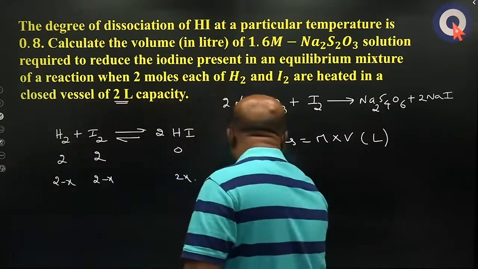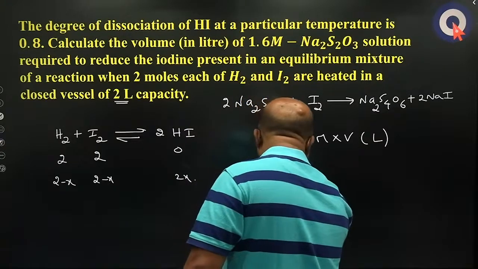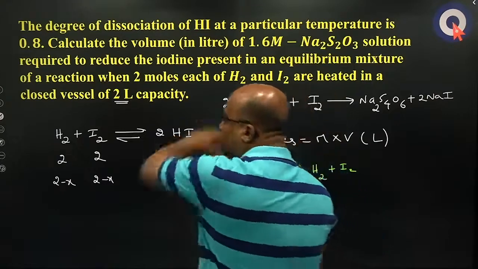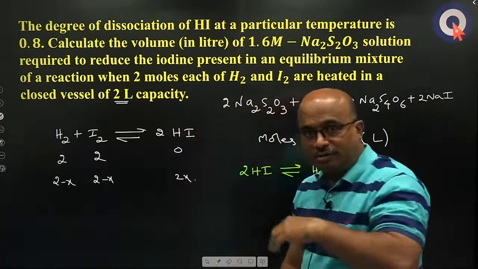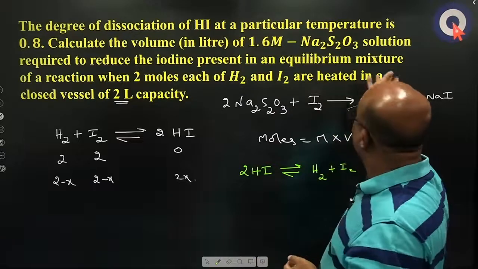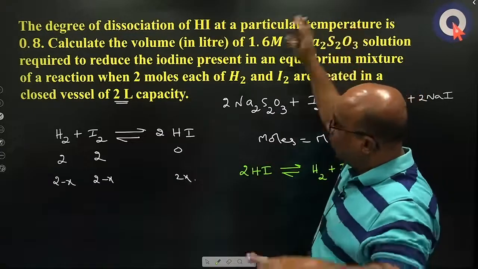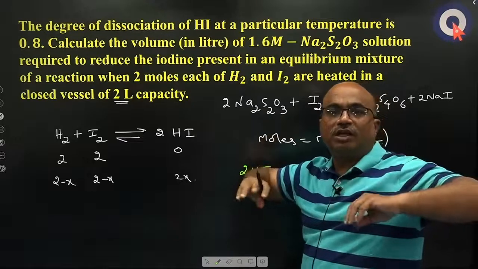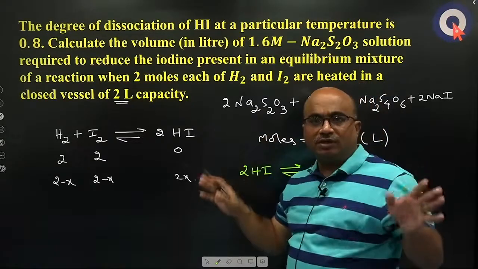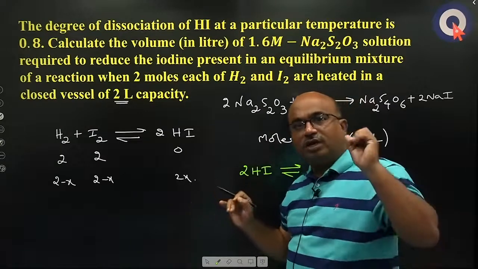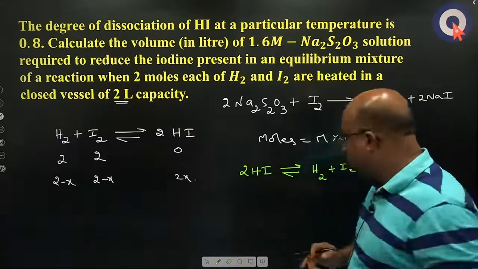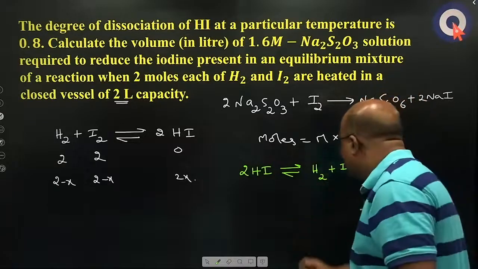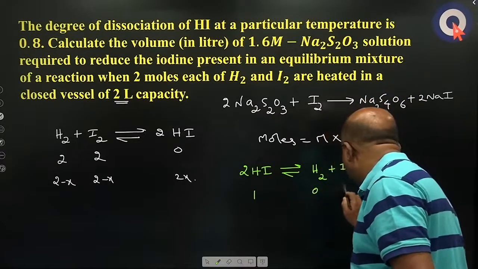That is, 2HI is in equilibrium with H2 plus I2, but at the same temperature we are taking the reaction in the reverse direction. Whenever the temperature is not mentioned in the applications, you can take the temperature value as constant. It means that at the same temperature the applications are asked. Clear? So, this is 1 initially, and let us say this is 0 and 0.